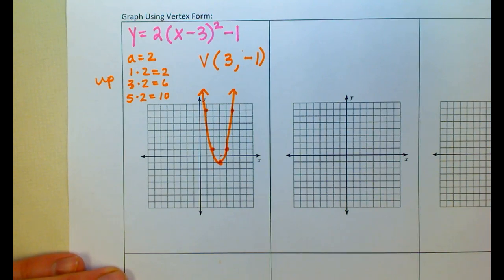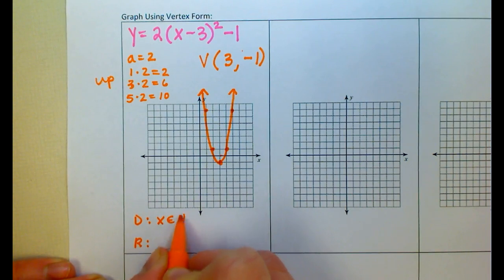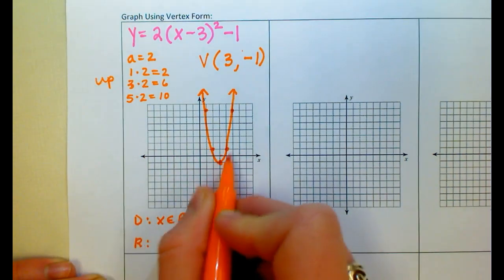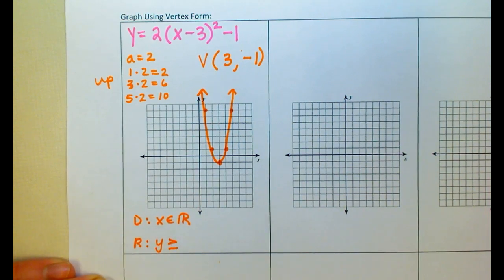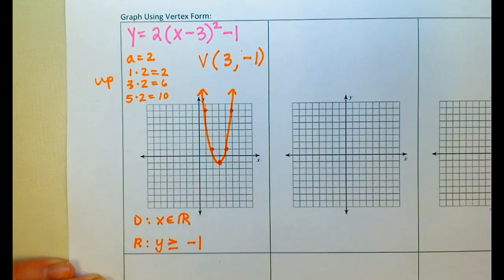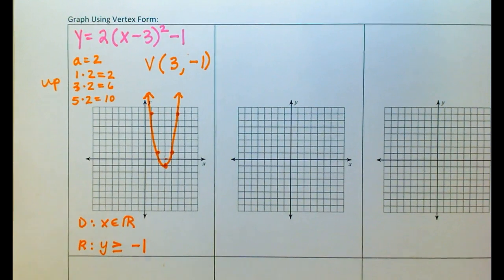The last thing we're going to do with this is domain and range. For the domain, all of my x values are in the reals because I can go all the way to the left and all the way to the right and pick up all of the x values of the graph. My range, however, all the y values, since it's opening up, are greater than or equal to the minimum value, which is -1. All right, let's practice another.